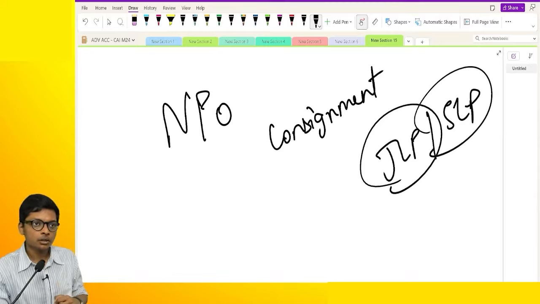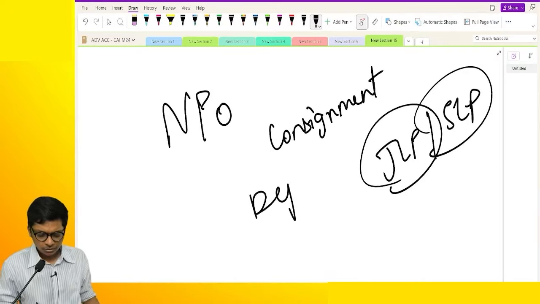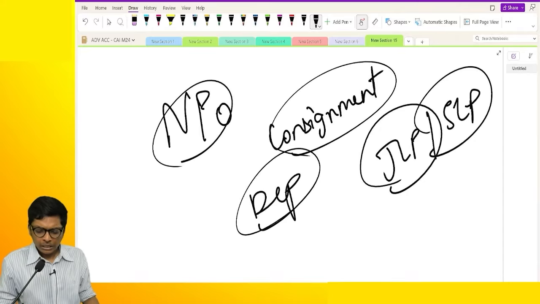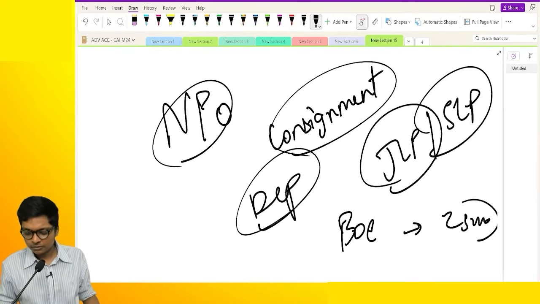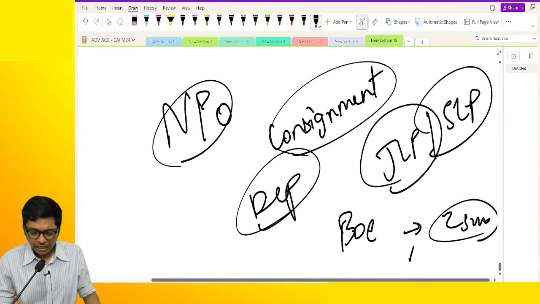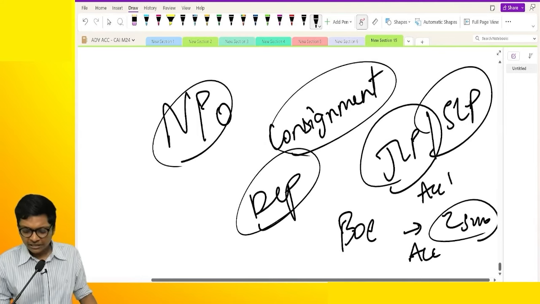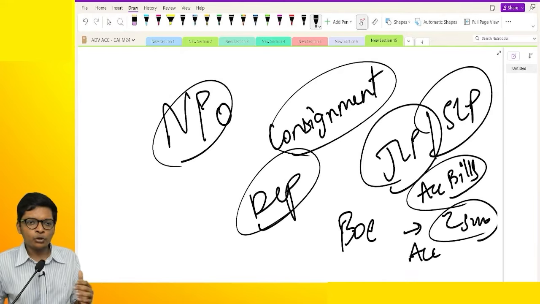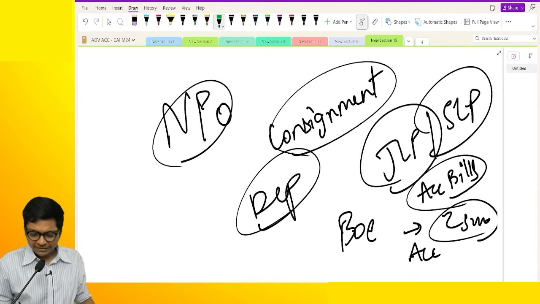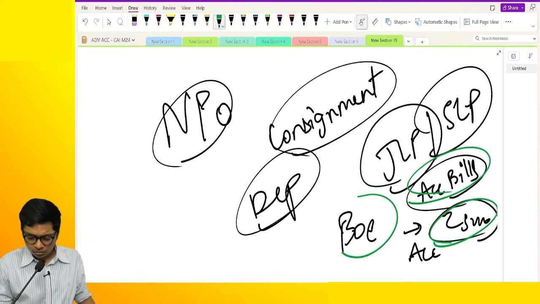Which one? Depreciation. And bills of exchange, if you are struggling, the last two sums. Accommodation bills, where the discount is concerned. These topics, take a photo if you guys want.